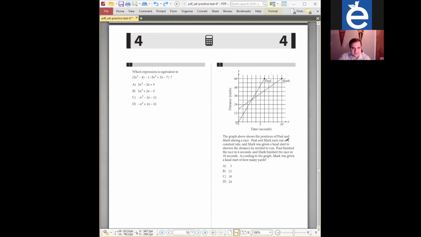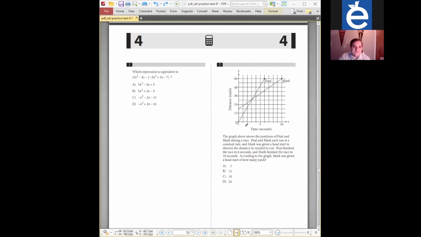Mark was given a head start to shorten the distance he needs to run, right? Well, that is represented by that y value. His head start means he started at like 18 miles, because each one of the graph units is different. Paul finished the race in 6 seconds, and Mark finished the race in 10 seconds. According to the graph, Mark was given a head start of how many yards? Oh, okay. So that's just asking you what the y value is, right?